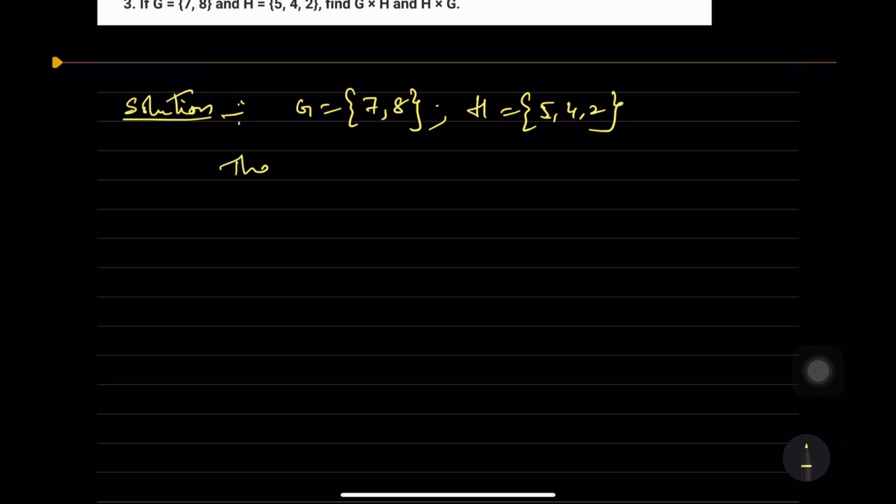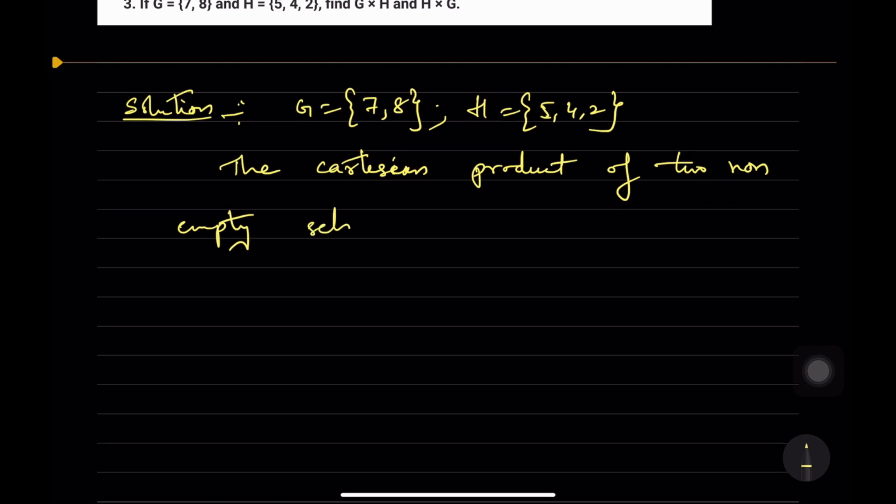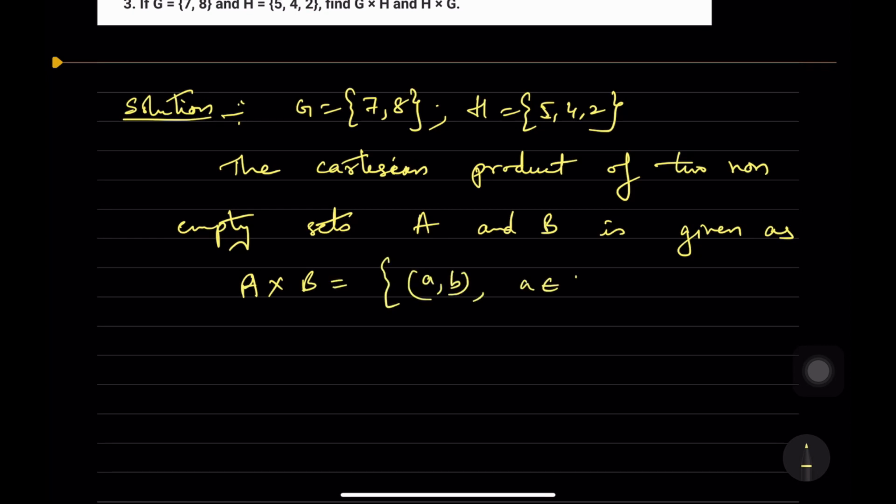The Cartesian product of two non-empty sets A and B is given as A cross B is equal to the set of all (a, b) such that a belongs to set A and b belongs to set B. So this is how we define the Cartesian product of two non-empty sets.